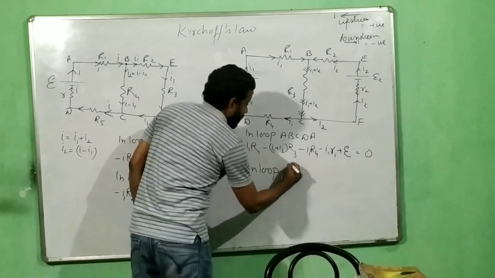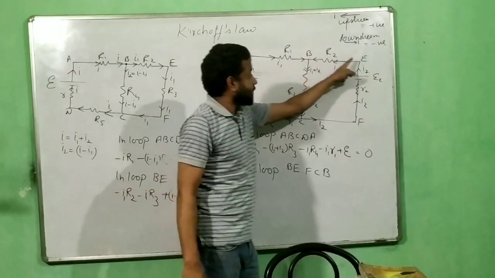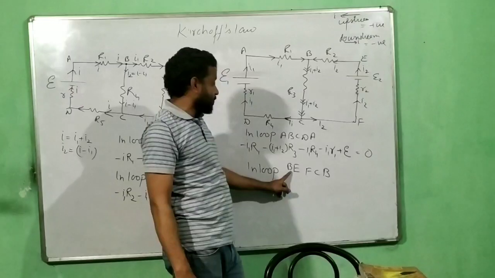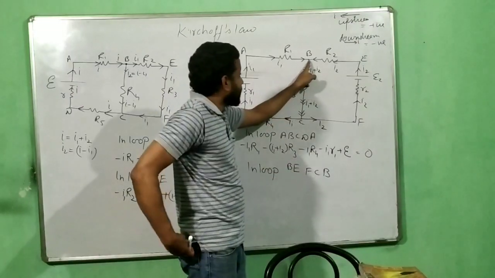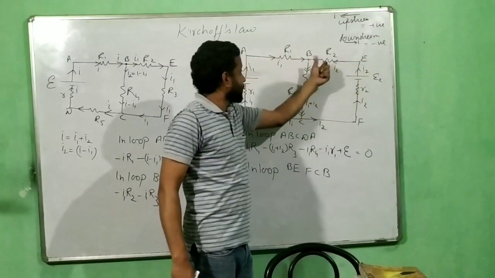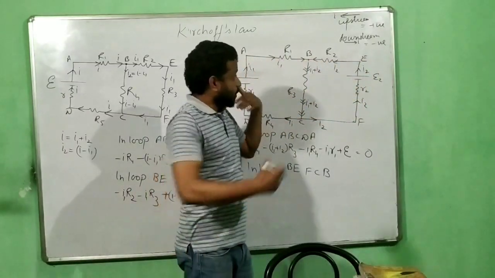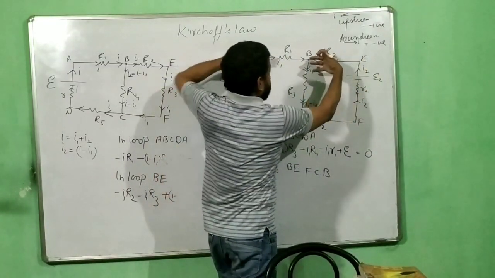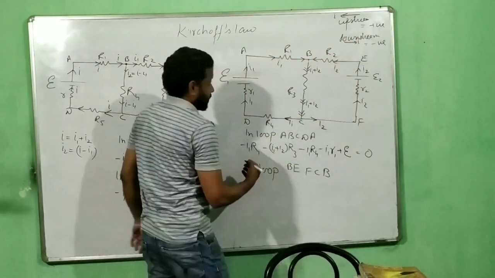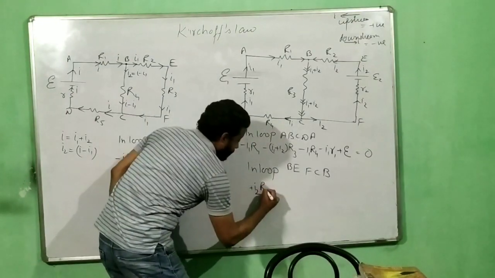In loop B, E, F, C, B. So B, E, F, C, B. Now you start from here. You are telling the examiner that you are going from B to E. But the current is flowing in this direction. So the flow of the river is in this direction and you are trying to swim along this direction. So you are going upstream. Upstream is positive. Positive means plus I2 into R2.